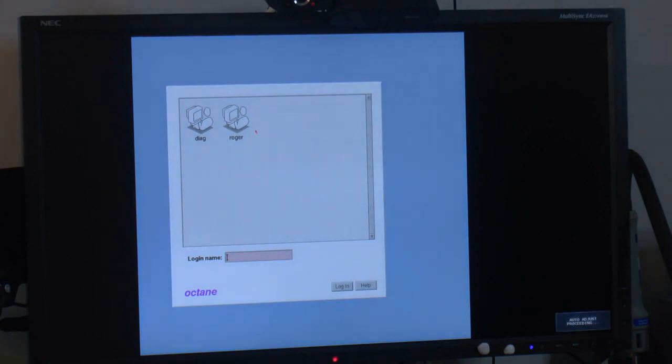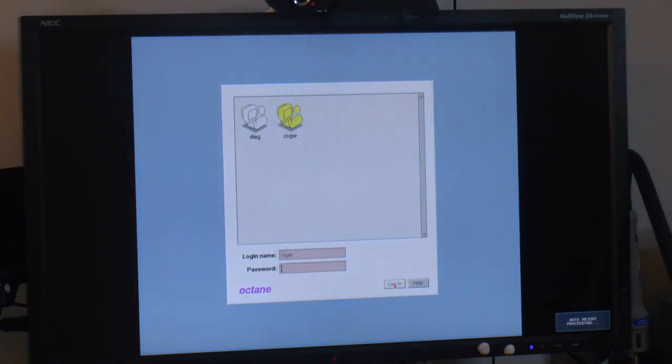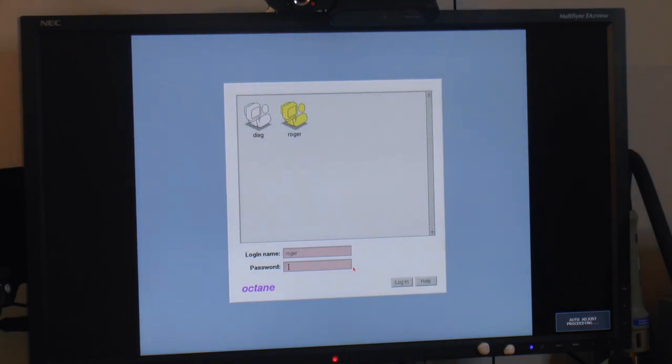Login name Diag Roger. Login. 1, 2, 3, 4. Login. Password. Whoever did that was probably smart enough to put a proper password. So I can't get in without rooting the system, which is possible.